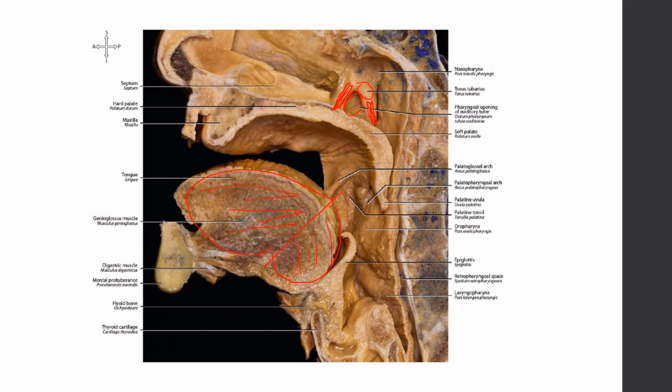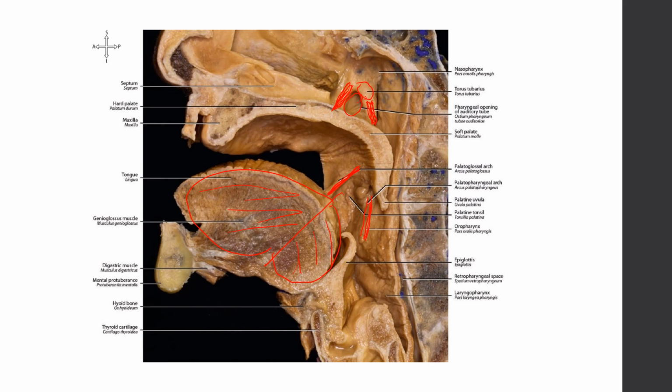there's a fold called the palatoglossal arch, which you are already familiar with. It extends from the palate to the tongue. Glossus means tongue in Latin, so as this extends from the palate to the tongue, it's called the palatoglossal arch. And posteriorly, there's another fold called the palatopharyngeal arch. It's so called because it extends from the palate to the pharynx.